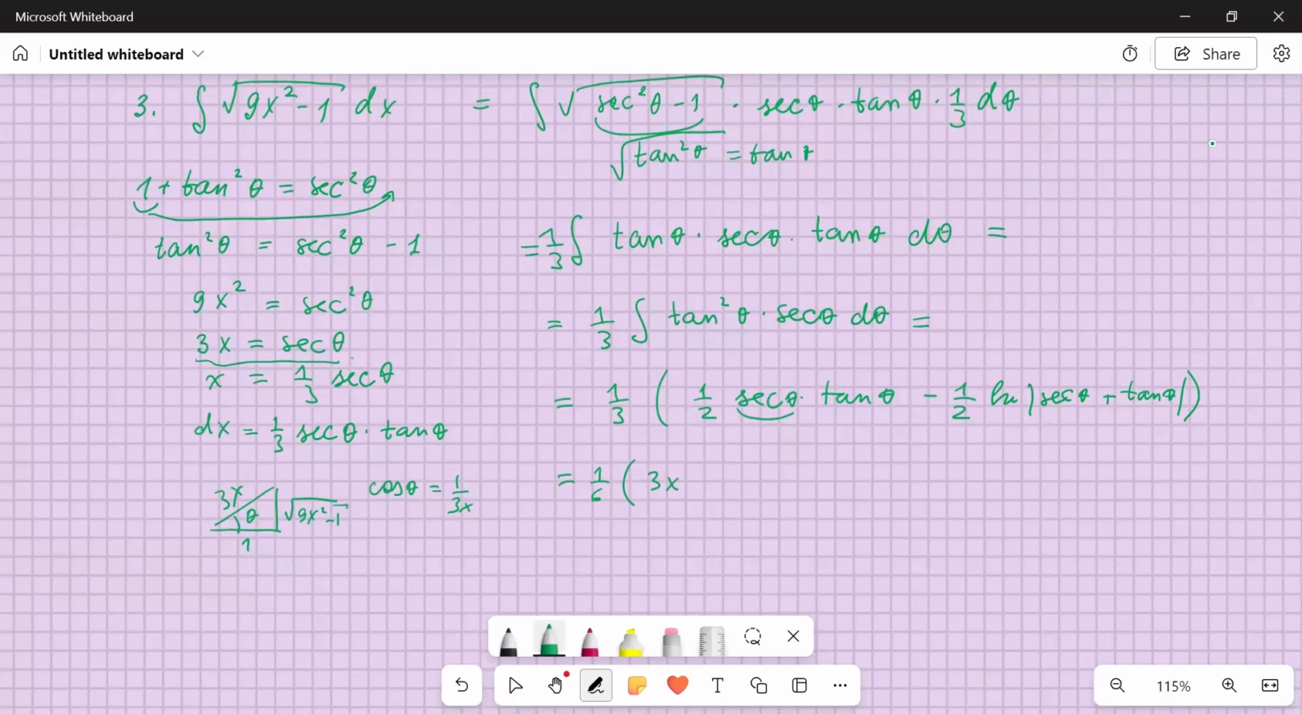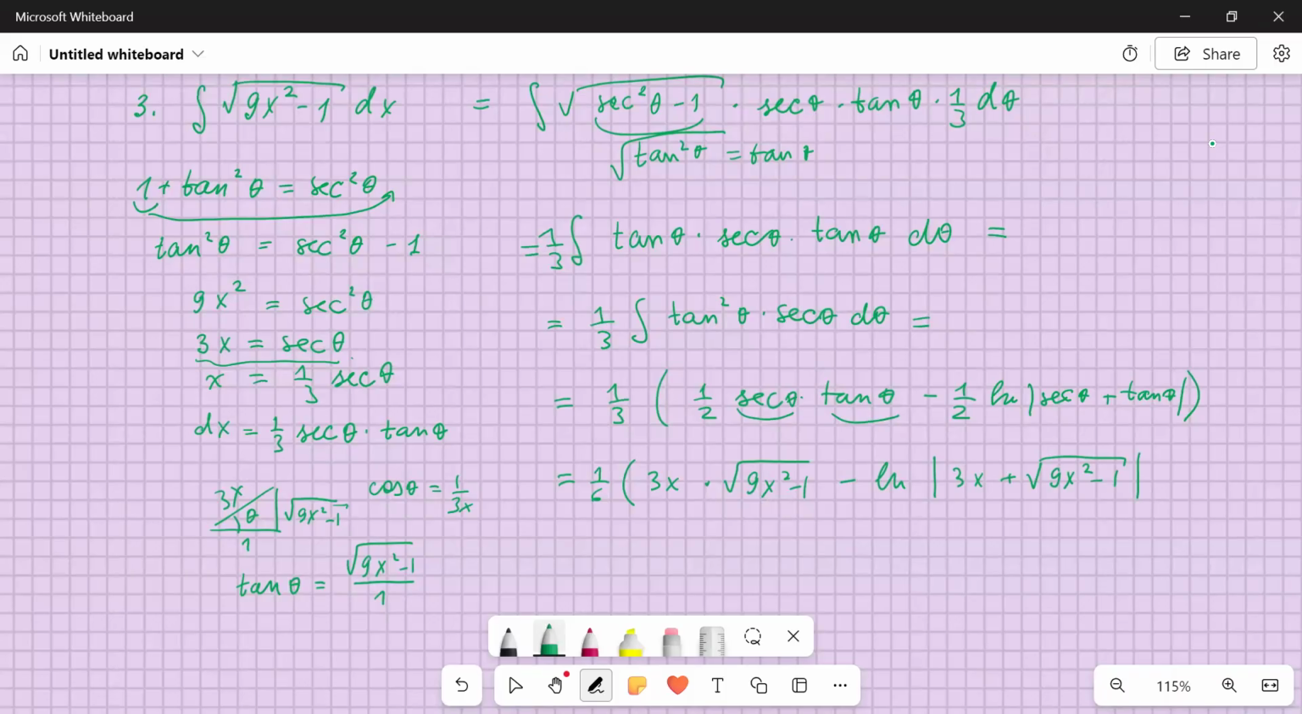So now, what is going to be the tangent? We need tangent, right? Tangent of theta is going to be the opposite side, square root of 9x squared minus 1, over 1. Well, over 1 is just over nothing, right? So the square root of 9x squared minus 1. Minus ln. I took this 1 over 2 in front already. And instead of secant, 3x, and instead of tangent, the square root of 9x squared minus 1. Okay, well, we kind of did it, right?